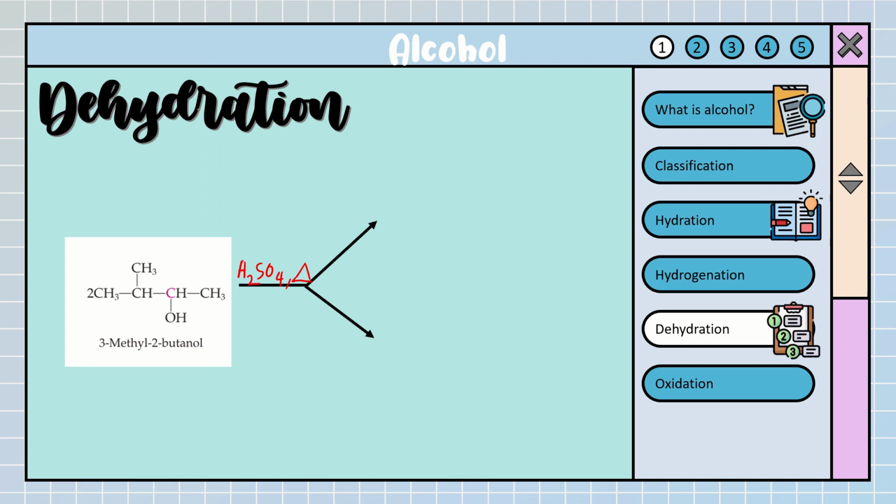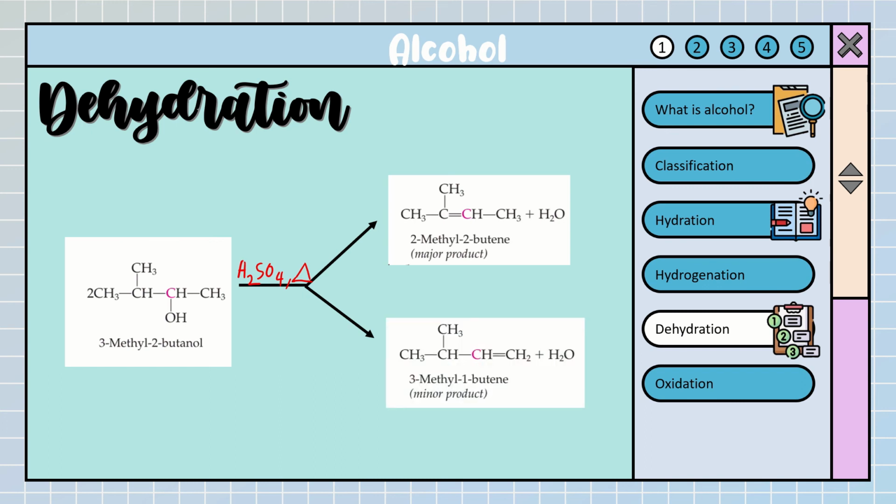So the two possible products in here are 2-methyl-2-butene and 3-methyl-1-butene. Since in the first one, there is a more substituted alkyl group compared with the other one as shown in here. So therefore, this is our major product, and this is our minor product.